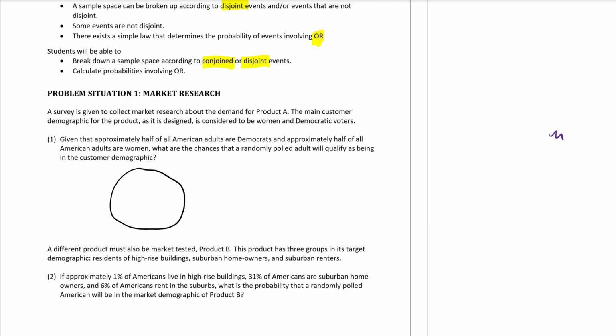So if you look at the gender and the political affiliation, Democrat or Republican, and if we assume that everything is half-half, which is not exactly the case, but just for the purposes of illustration, can you take this circle and separate it into regions where you designate each region either as being Democrat or not, or being woman or not?